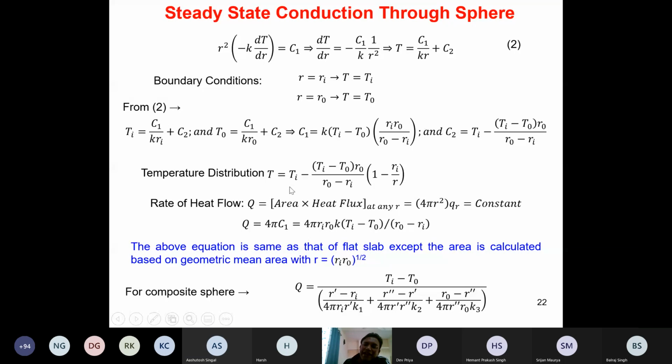So again, unlike the flat slab, here you can see the temperature distribution is not linear. You will not get a linear profile. You will get a parabolic type of profile. You will have some curved lines, not straight lines. Okay. Clear? So again, the rate of heat flow you can obtain directly from the previous equations.